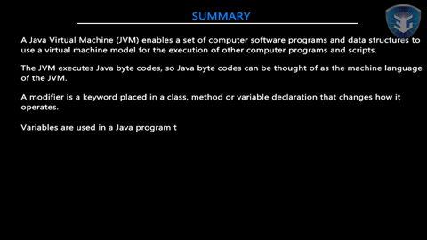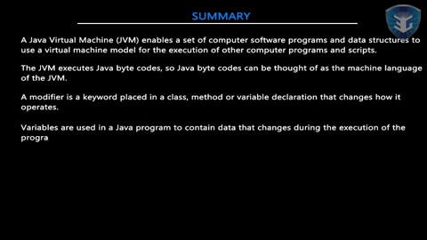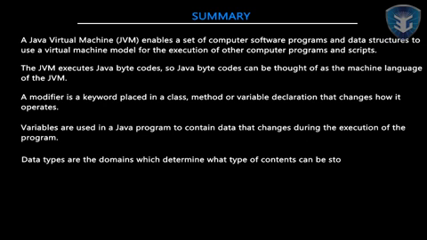Variables are used in a Java program to contain data that changes during the execution of the program. Data types are the domains which determine what type of contents can be stored in a variable.